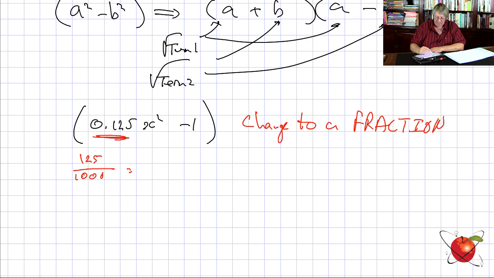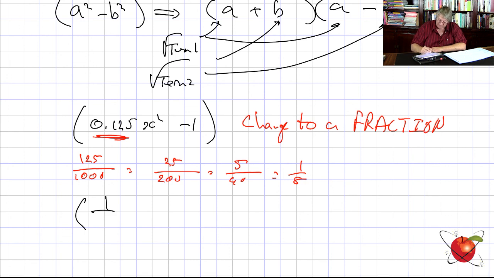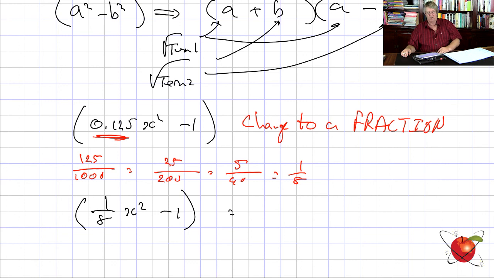And then we're going to divide by 5. All right? So if we divide by 5, that's going to be 25 over 200. Divide by 5 again, 5 goes in there, 5 goes in there, 40. 1/8. So this is going to be, okay. Now can you see how much time you've saved by going 0.125 equals? It gives you 1 over 8 x squared minus 1. Difference of two squares, correct? What is that? Oh, no, it's not, because that's not a perfect square. Okay? So that ain't going to work.